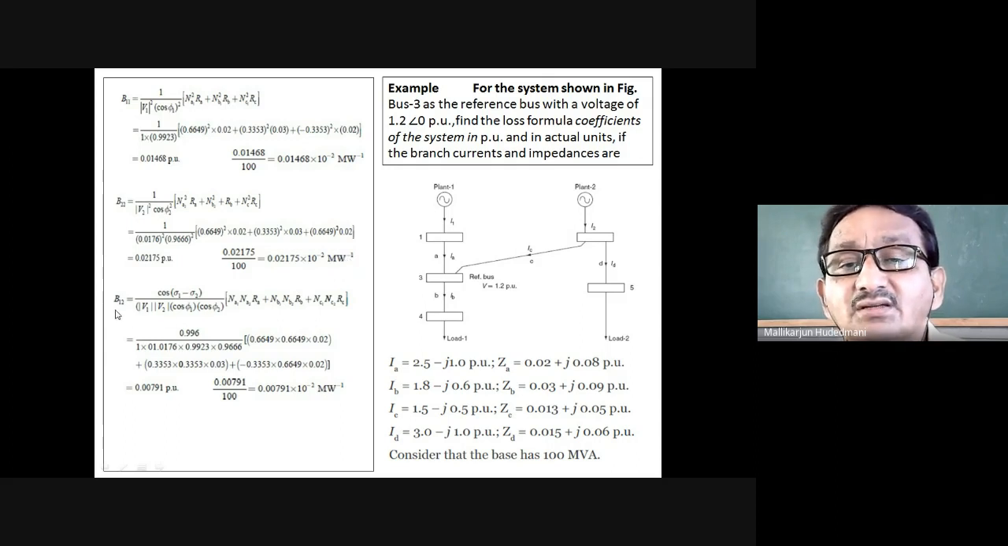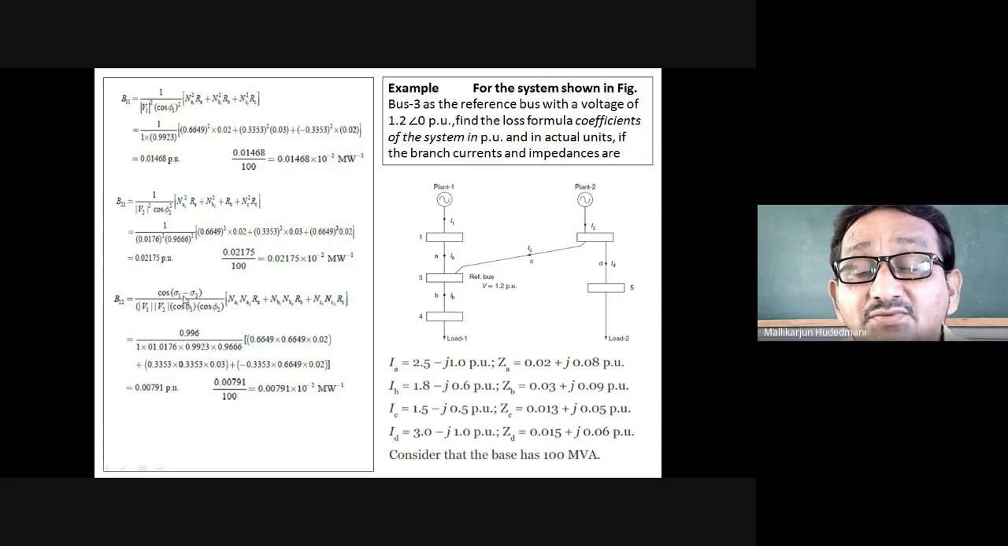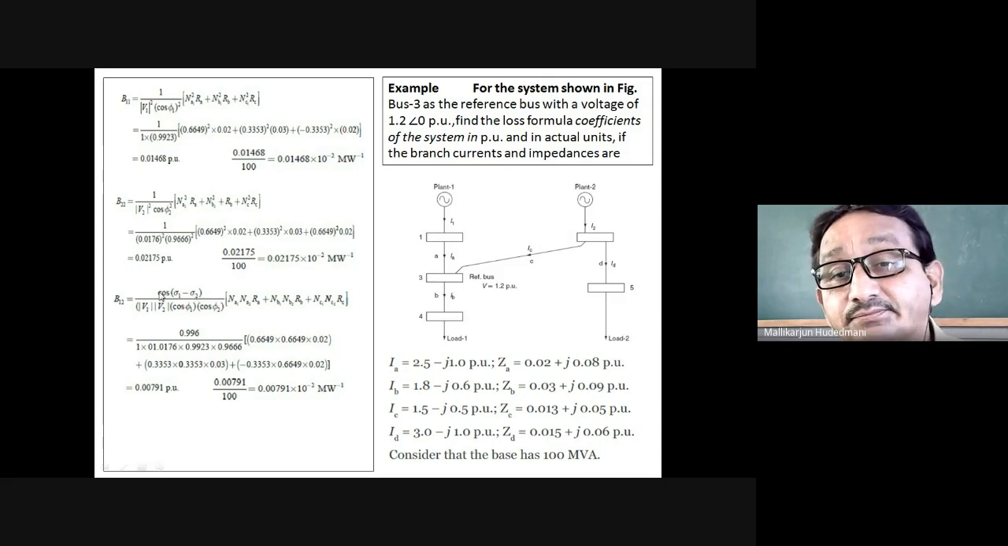B12 requires something different. What is that? Cos of the sigma difference, V1, V2, cos phi 1, cos phi 2. All these we have calculated already. Here, wherever you had square RA, square RB, square RC, now both terms appear: N1 and N2 with RA, with RB, with RC. You take the product of these. What does that become?